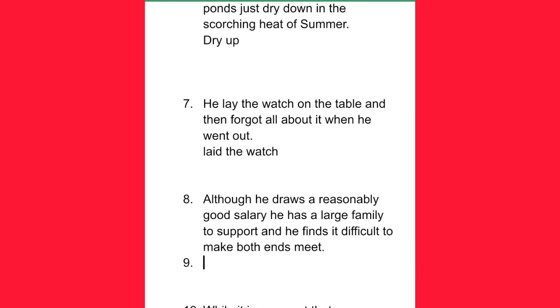So an error could be related to anything. It may be related to a verb, a preposition, a conjunction, anything. So we should be thorough with all these parts.